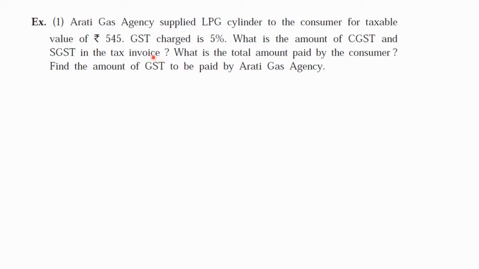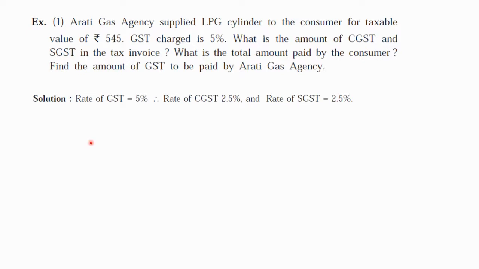In this case, the GST charged is 5%. What is the amount of CGST, that is Central Goods and Service Tax, and SGST, that is State Goods and Service Tax? What is the total amount paid by the consumer? And find the amount of GST to be paid by Aarti Gas Agency. So in this sum, we have to find out two things: the GST and the total amount that the consumer will pay, including the GST. Let us start with the solution.